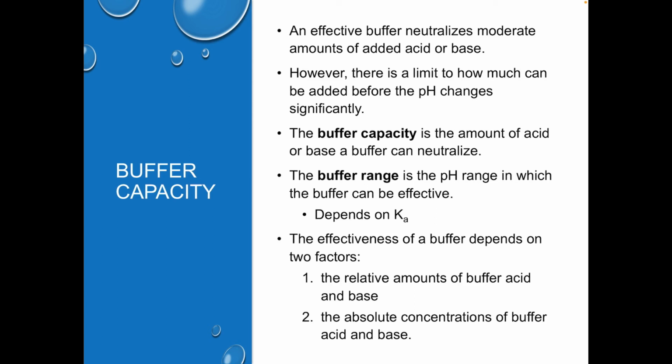And then the buffer range is going to be the pH range in which buffers can be effective. Like I was alluding to earlier, sometimes you might want an acidic buffer for your reaction, and sometimes you might want a basic buffer. So you want to pick a good acid and conjugate base pair to go with your reaction. And that's all going to depend on Ka, because if we look at our Ka, we can find our pKa.